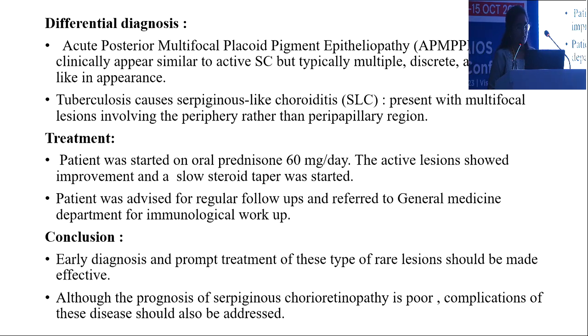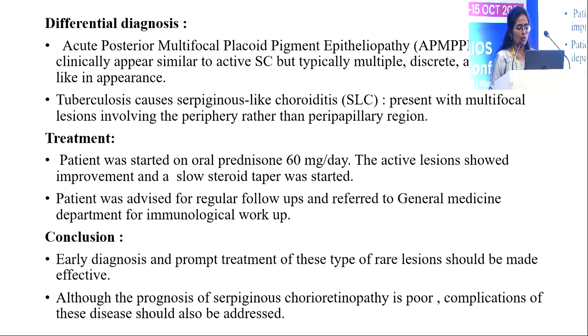Treatment: patient was started on oral prednisolone 60 mg per day. The active lesions showed improvement, and the patient was put on steroid stabilizers with regular follow-ups, and referred to the general medicine department for immunological workup. My conclusion: early diagnosis and prompt treatment of this type of rare lesion should be made effective. Although the prognosis of serpiginous chorioretinopathy is poor, complications of the disease should also be addressed.